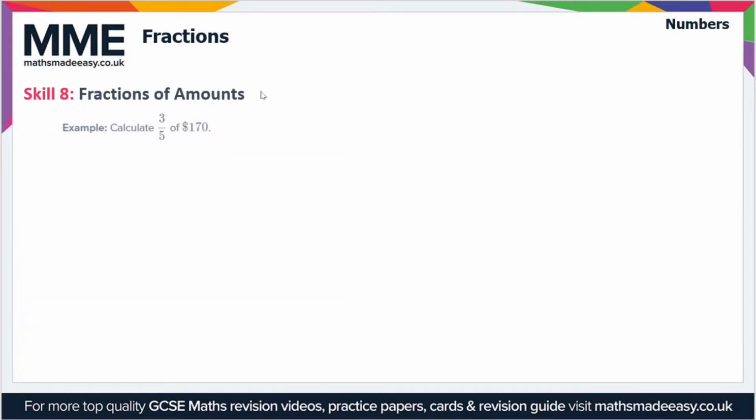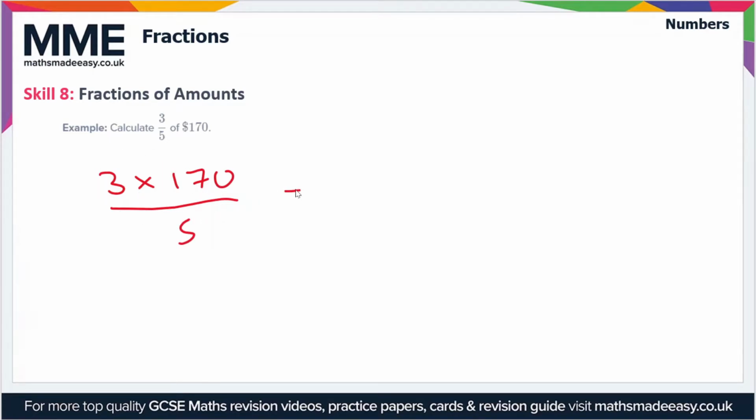So moving on then, the last skill that we'll look at is finding a fraction of an amount. So in this example we have to calculate 3/5 of $170. Now there's two ways we can do this. Let's go through them both. So the first way is if we multiply the top of the fraction, the numerator, by 170 and then divide by the denominator. So that looks like this.